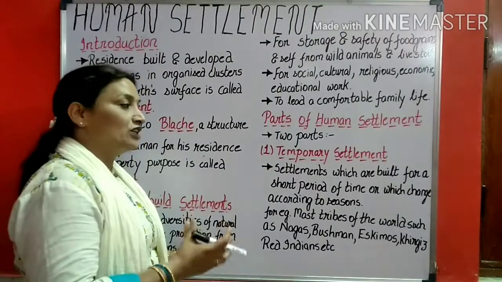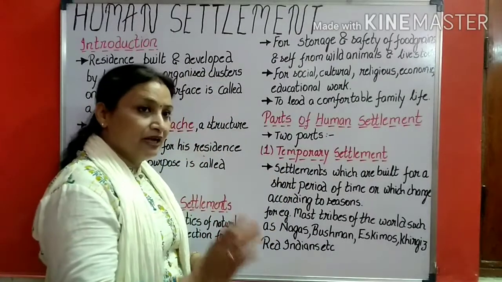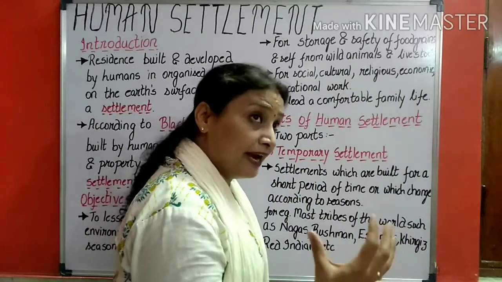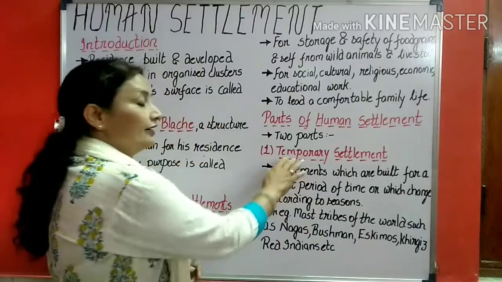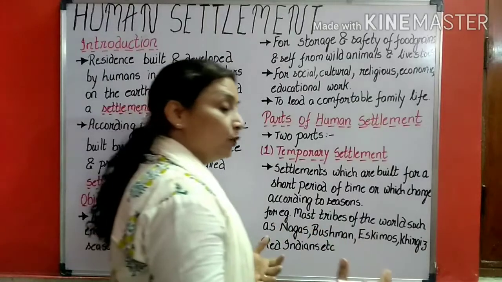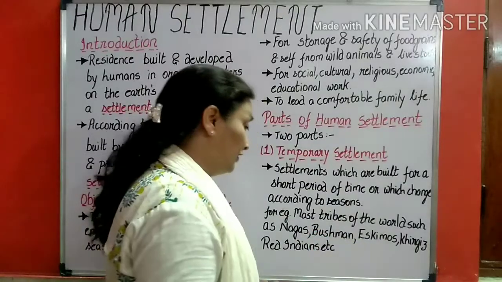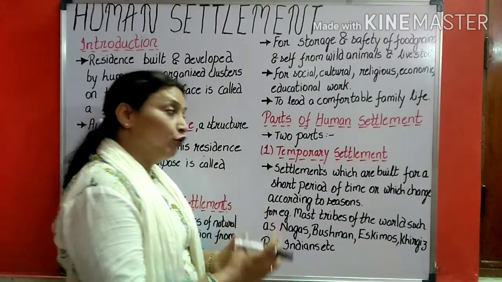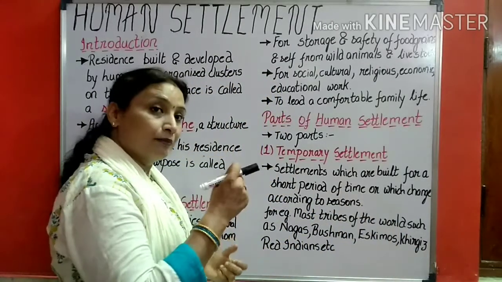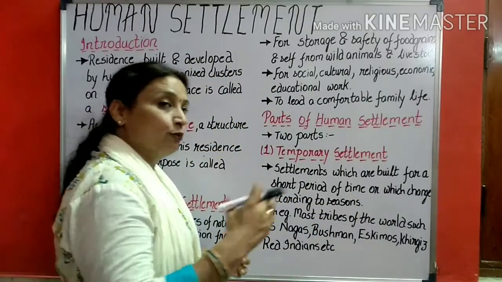Those settlements which are built on the earth's surface for a very short period of time, that means those settlements which are made according to the seasons, are called temporary settlements. These settlements are made by the tribes of the world. For example, the Nagas, Bushmans, Eskimos, Kyrgyz, Red Indians move from one place to another for hunting purposes.